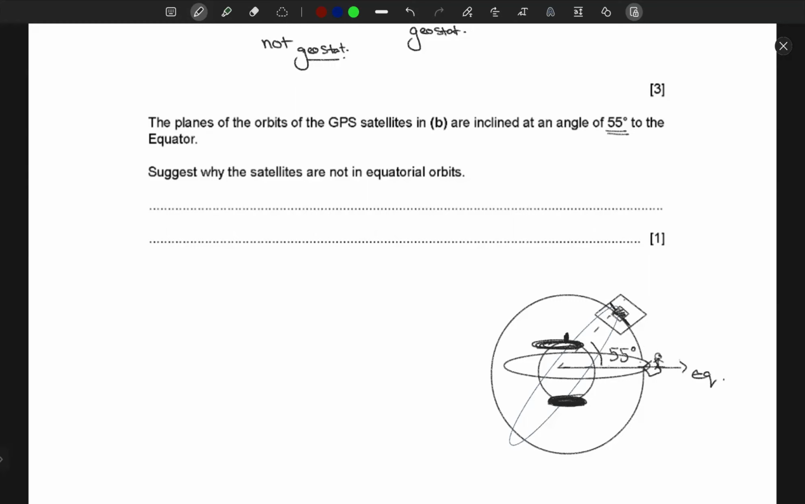Okay, so it's clear for everyone. Great, so that's the reason. You can just say something like, the question was why the satellites are not in equatorial orbits. So you could say something like, as they would not provide a coverage at the poles, right?